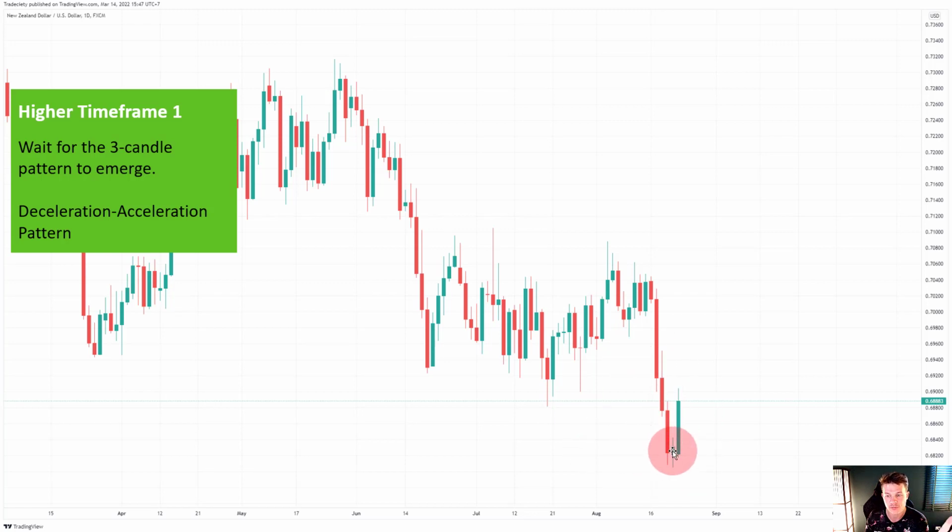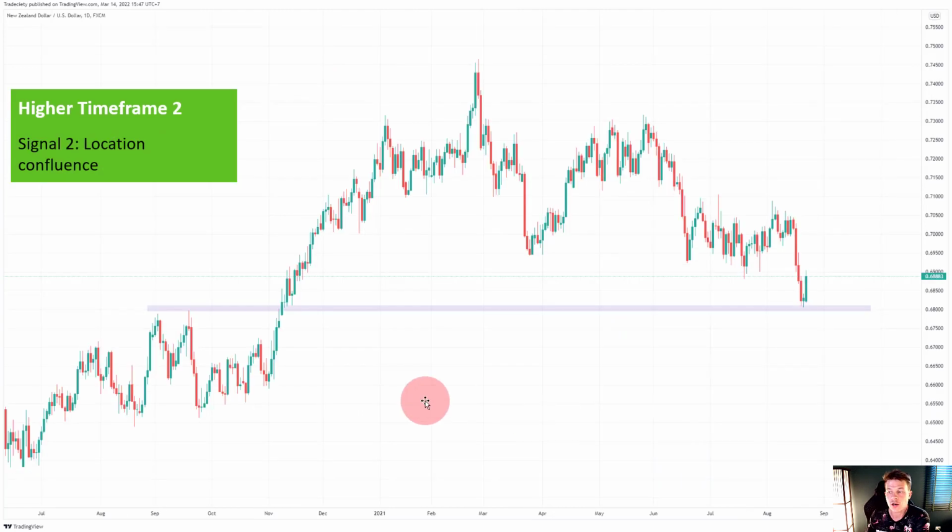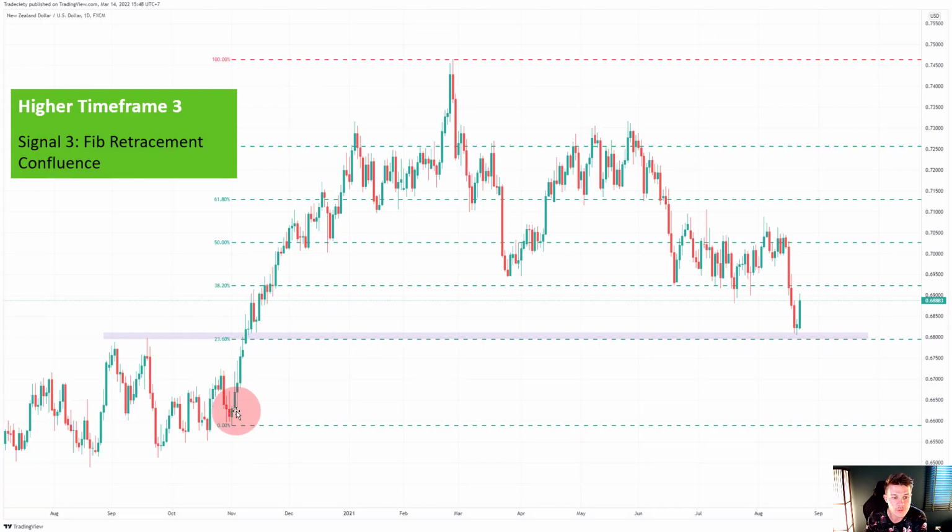On a higher time frame, we wait for this pattern to emerge, and then we see what else we have. We zoom a little bit out and we can see here's a very big support and resistance level. It has been resistance twice. It is also a very big round number, 0.68. So it's a key level that adds confluence. Also, when we draw our Fibonacci from point A to point B here, so from the starting point of the breakout move to the top of the move, then we'll see our 23.6 Fibonacci retracement level lines up perfectly. That is also a good confluence.